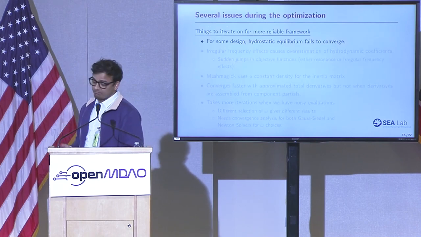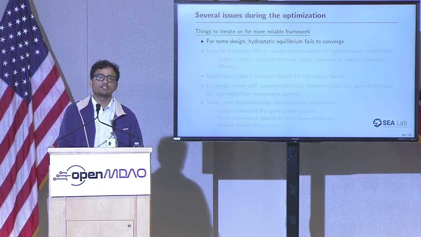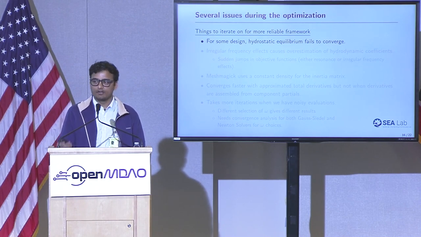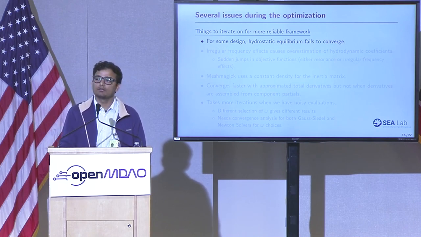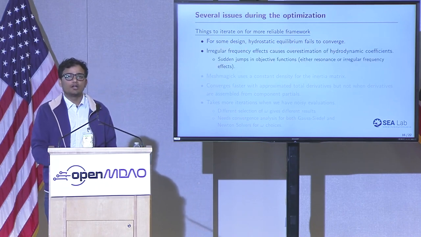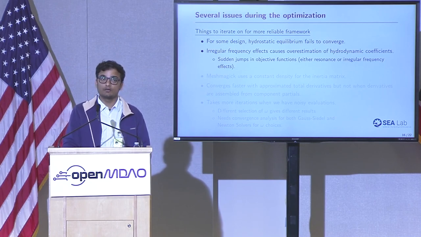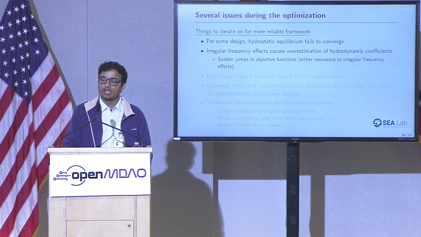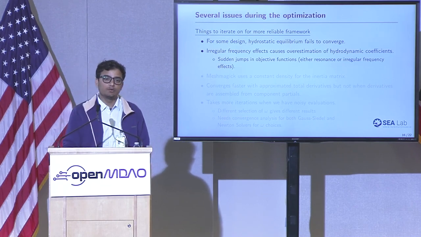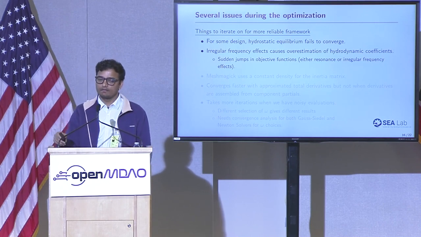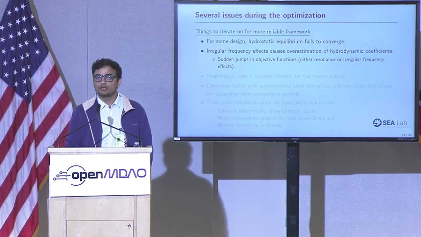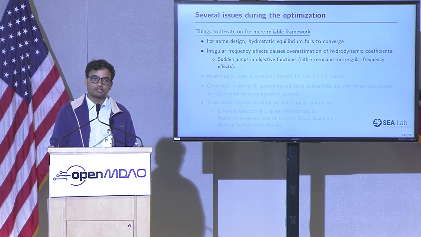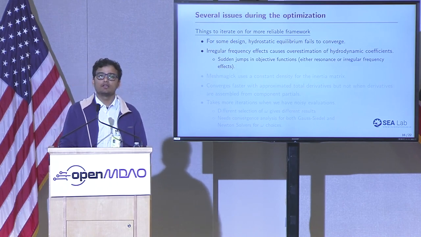There were a lot of issues with the optimization, which are for the next iteration of this work. For some designs, the hydrostatic equilibrium fails to converge, and it fails silently. The optimization doesn't converge, then I go back and see the hydrostatic report file. Again, the irregular frequencies effect caused overestimation of the coefficients, so you will see a lot of jumps in the objective function. That could be either resonance or irregular frequencies, but there is no way of knowing in Capytaine for irregular geometries. For regular geometries, there's been work that shows that for some frequencies you'll have what are called irregular frequencies, but for novel geometry, there is no way of knowing. A lot of the time you can smooth them, but I didn't do it. This was more of an exploration, so I went along with it and tried to find the optimum that way.